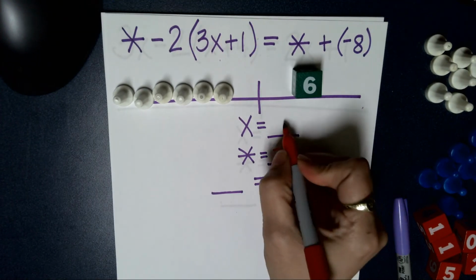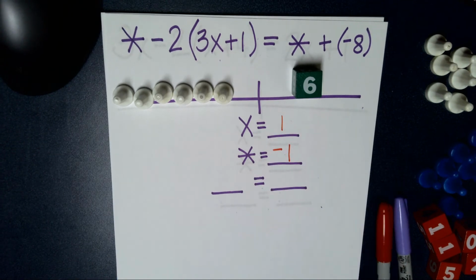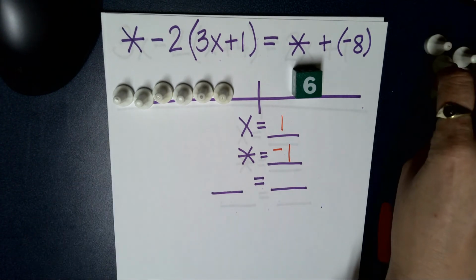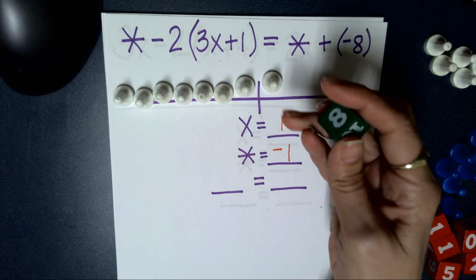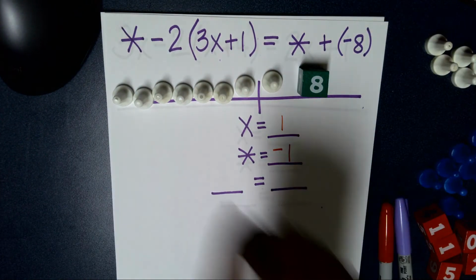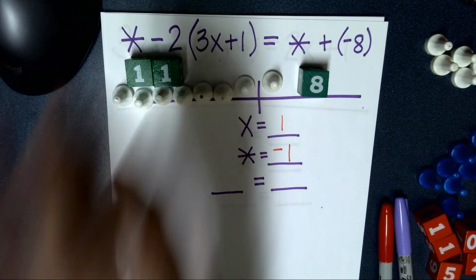That's going to mean our x is 1. Now we're going to reset everything back up. I took a star off of each side, and this was an opposite of 8, and this was the opposite of 2. So let's count up now.